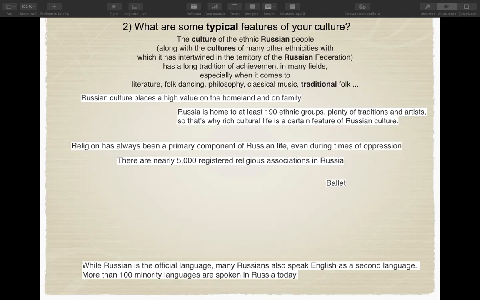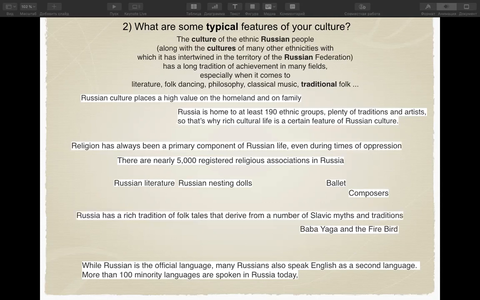Okay, and we should obviously say about the ballet, the composers, Russian literature. Altogether, it combines the richest culture. We can speak about Russian nesting dolls or matryoshkas. We can speak about Baba Yaga and the Firebird, and Russia has a rich tradition of folk tales that derive from a number of Slavic myths and traditions. Okay, we can also say about traditional Russian foods and drinks. And, for example, colorfully painted domes of churches and so on. And the Russia Day is celebrated on the 12th of June every year.